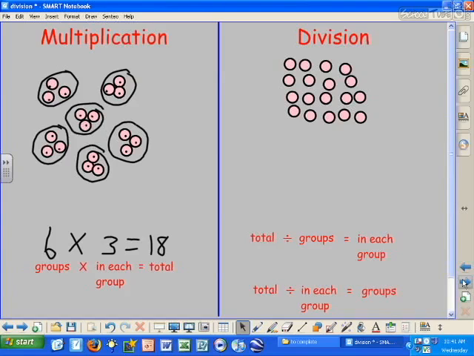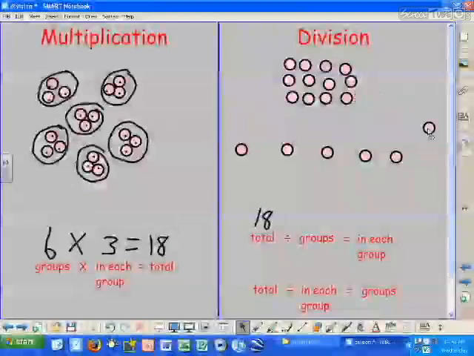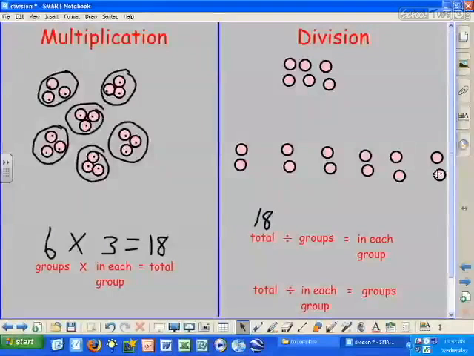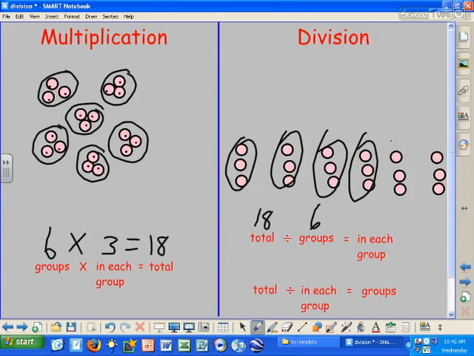So with division, we start with our 18 total, and we're going to divide it into 6 groups. So that's one for you, one for you, one for you, one for you, one for you, one for me. We still have more up here that we can give out, so we give each group another one. We have more. Give them each another one. So we made 6 groups, and there are 3 in each group. That's one way of looking at it.